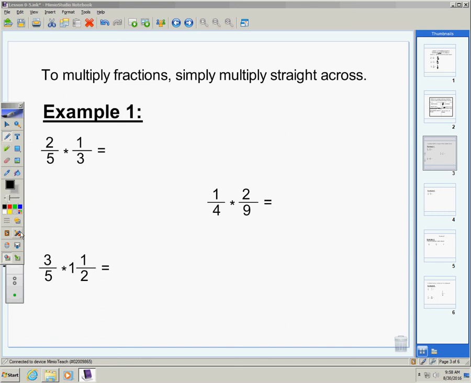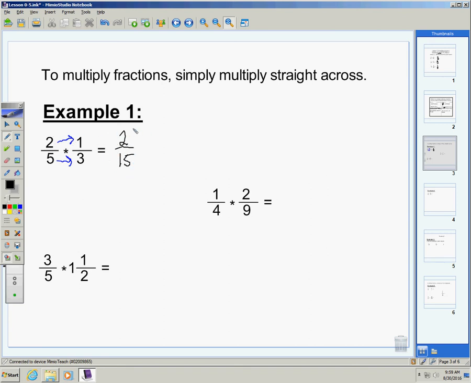So looking at our first example, to multiply fractions, remember you're just going to multiply straight across. What I mean by that is that you're going to multiply numerator times numerator, and you're going to multiply denominator times denominator. That should make this pretty easy. So to multiply these two fractions, 2 times 1 is 2, 5 times 3 is 15. And that's all you do to multiply fractions, just multiply straight across.